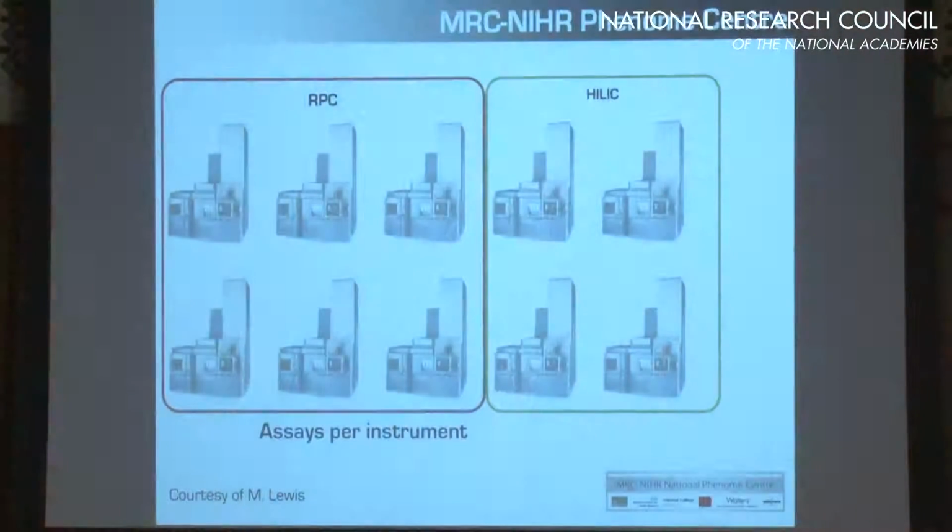And these slides are provided by the MS manager at the Phenom Center, Matt Lewis, who basically illustrated what you would do with your 10 UPLC-MS machines. The first thing is really to divide them up into those that are going to run on a reverse phase column and separate primarily things which are hydrophobic in nature, and then you have hydrophilic interaction chromatography, which will be much better at capturing and separating out polar compounds.